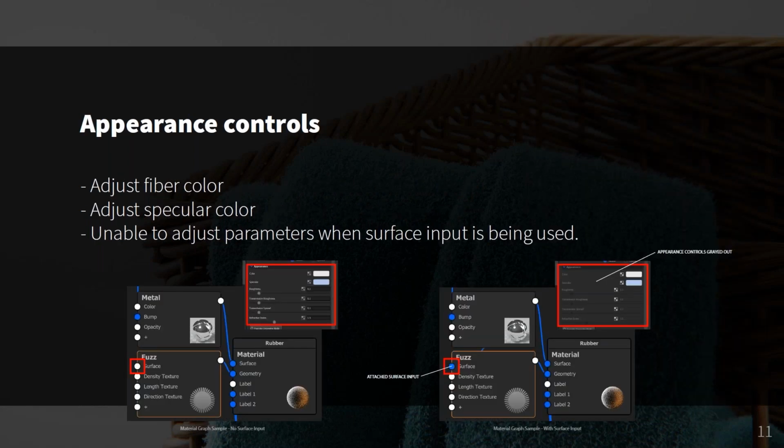The right side of the material graph is also where you'll find your appearance controls when the fuzz geometry node is selected. Here you'll be able to control color, roughness, transmission effects, and refractivity of your fuzz fibers. Take into account that if your base material or any other chosen material is plugged into your surface input on your fuzz geometry node, then your appearance options will appear grayed out and you will not be able to adjust the parameters under the appearance accordion. You can see that here, the input is selected, it's grayed out, you can't control anything there.